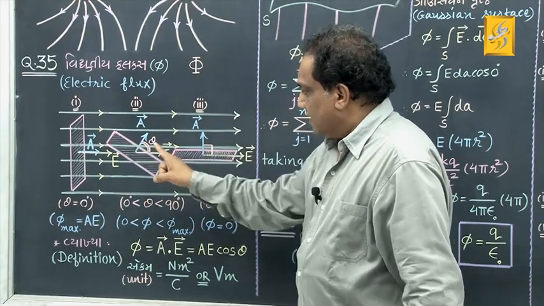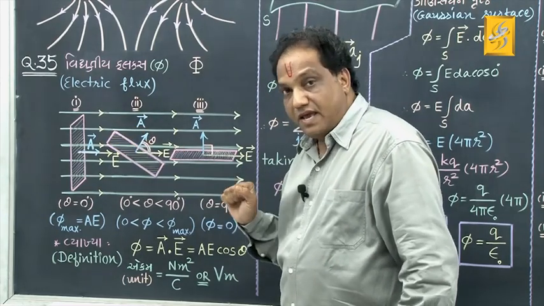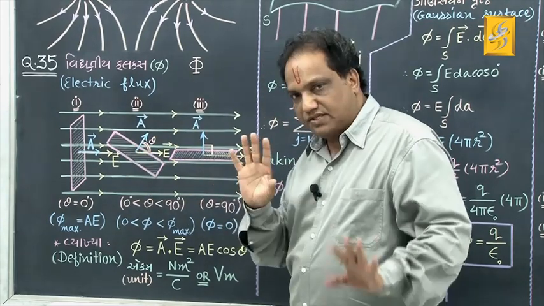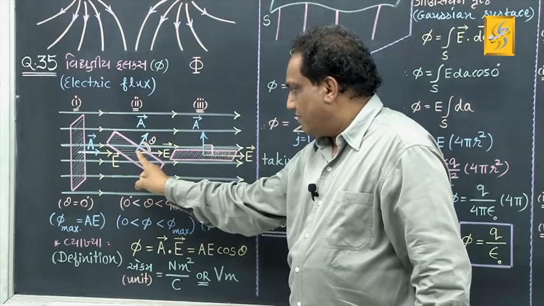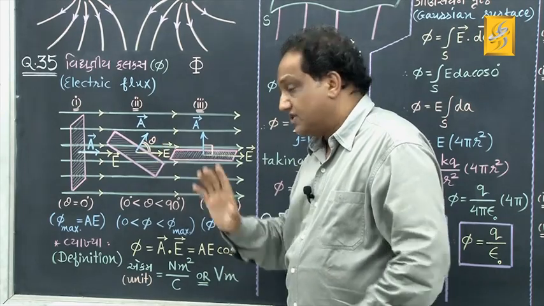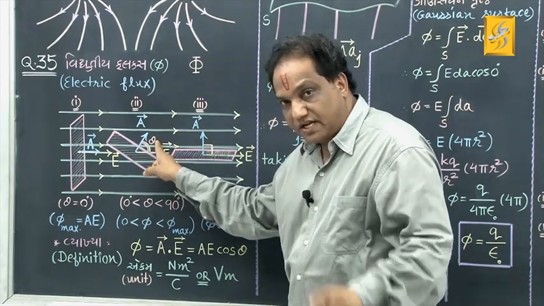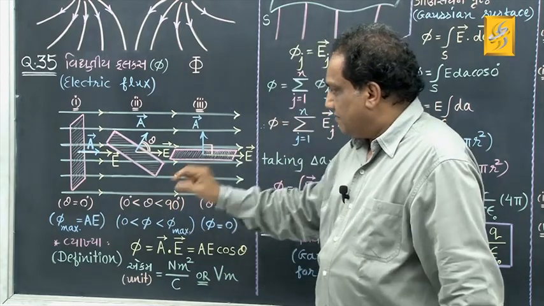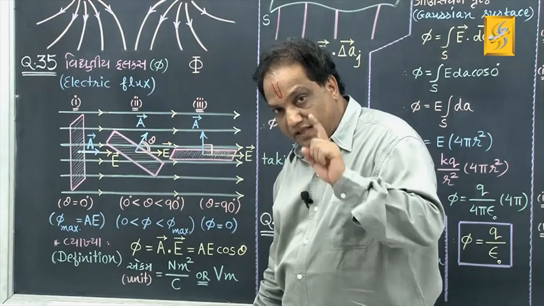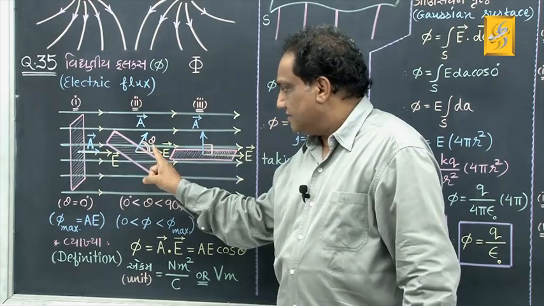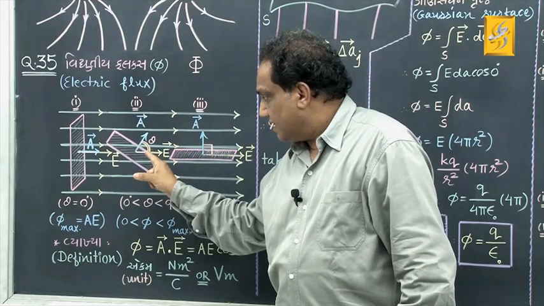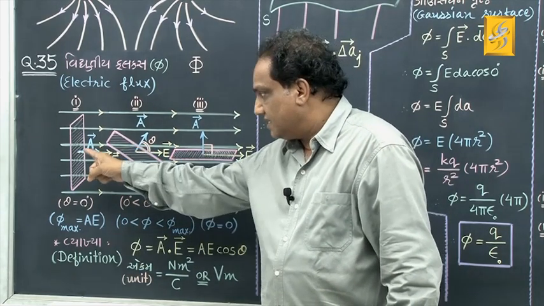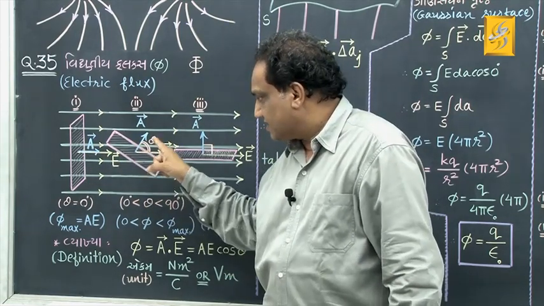Here what happens? The inclination is like this, then the area vector which is drawn perpendicular to the plane of the surface will be like this, and electric field is still the same, that is towards the right hand side. Now the angle between vector A and vector E is this much, which is theta. Okay? At present this theta is greater than 0 but less than 90 degree. At that time, two electric field lines are passing through this surface, and that electric flux is less than this flux and it is less than maximum. It is greater than 0 but less than maximum. Here electric flux passing through this surface is less than this maximum but greater than 0, because some electric flux is passing through this surface.